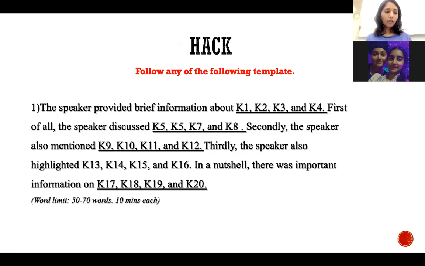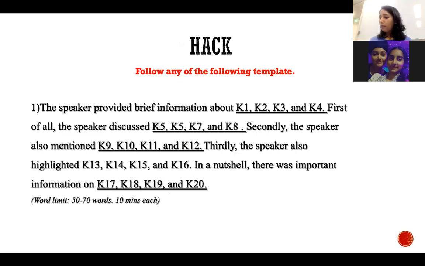Ma'am, yes. So this is an easy template. As you can see, you'll be filling in the blanks. Everywhere you see the 4 keywords, you'll be putting in 4 keywords separated by a comma. And before the last keyword, there's going to be 'and'. Is this clear? Yeah, ma'am.